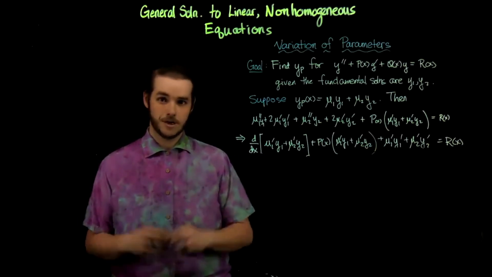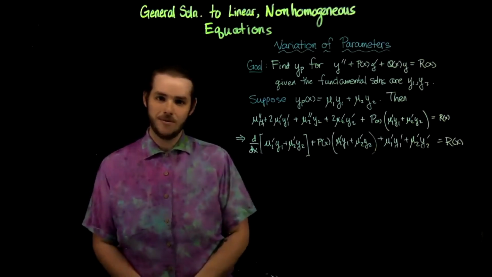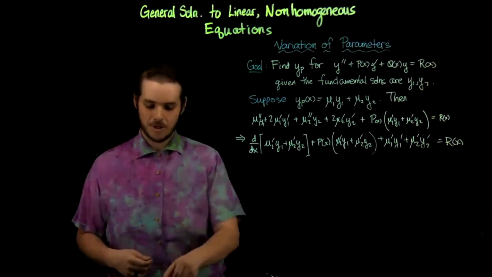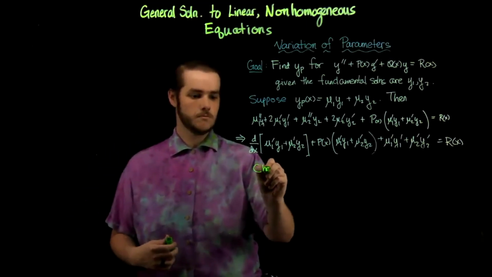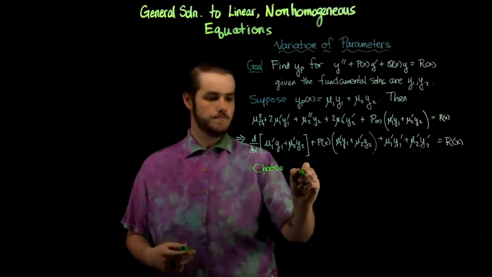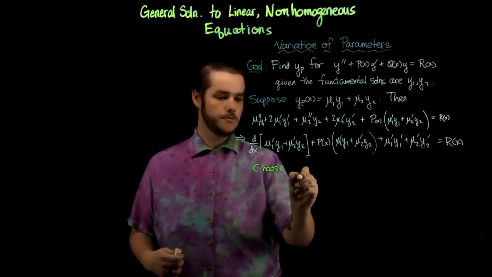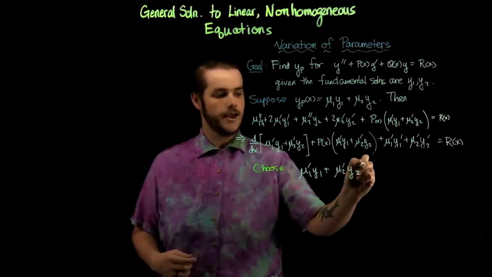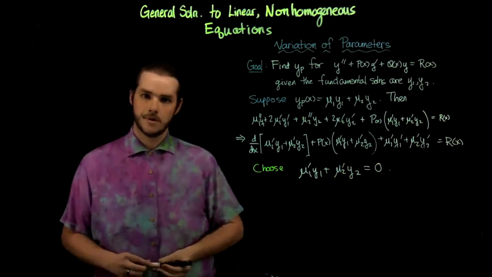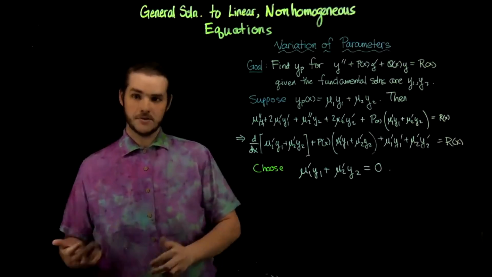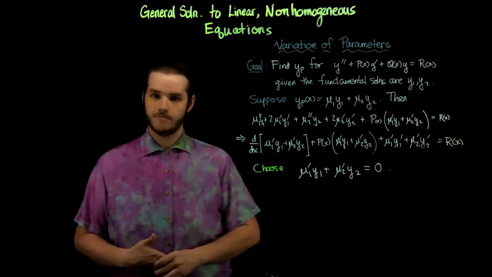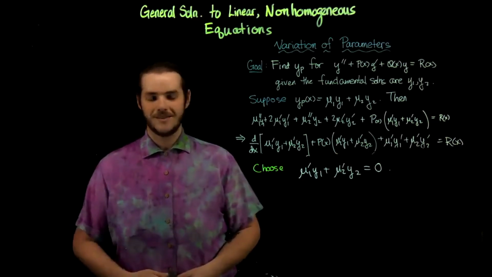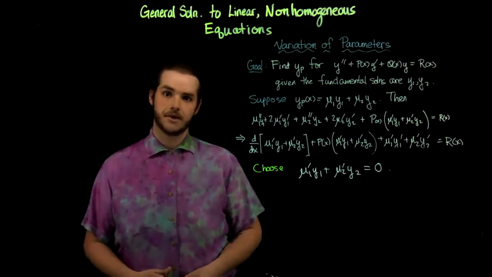I would also encourage you to buckle up because I am going to now impose a condition that may feel a little bit like cheating, but hear me out. I'm going to choose that mu1 prime y1 plus mu2 prime y2 has to equal 0. And I hope you see why that's an attractive choice, because then both of these terms go away. But the ability to do that might be in question here. So I want to help convince you that this is a totally valid, logical move to make.